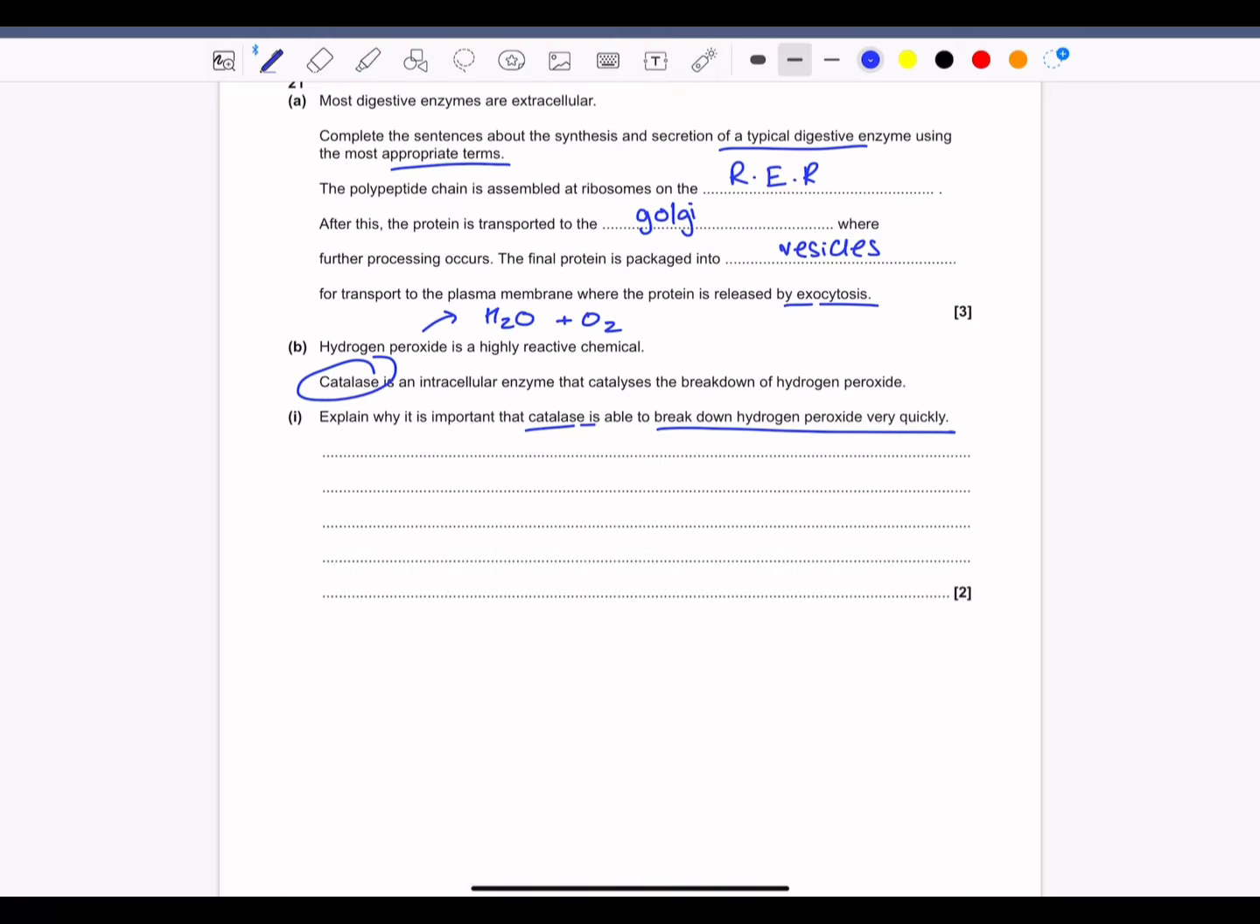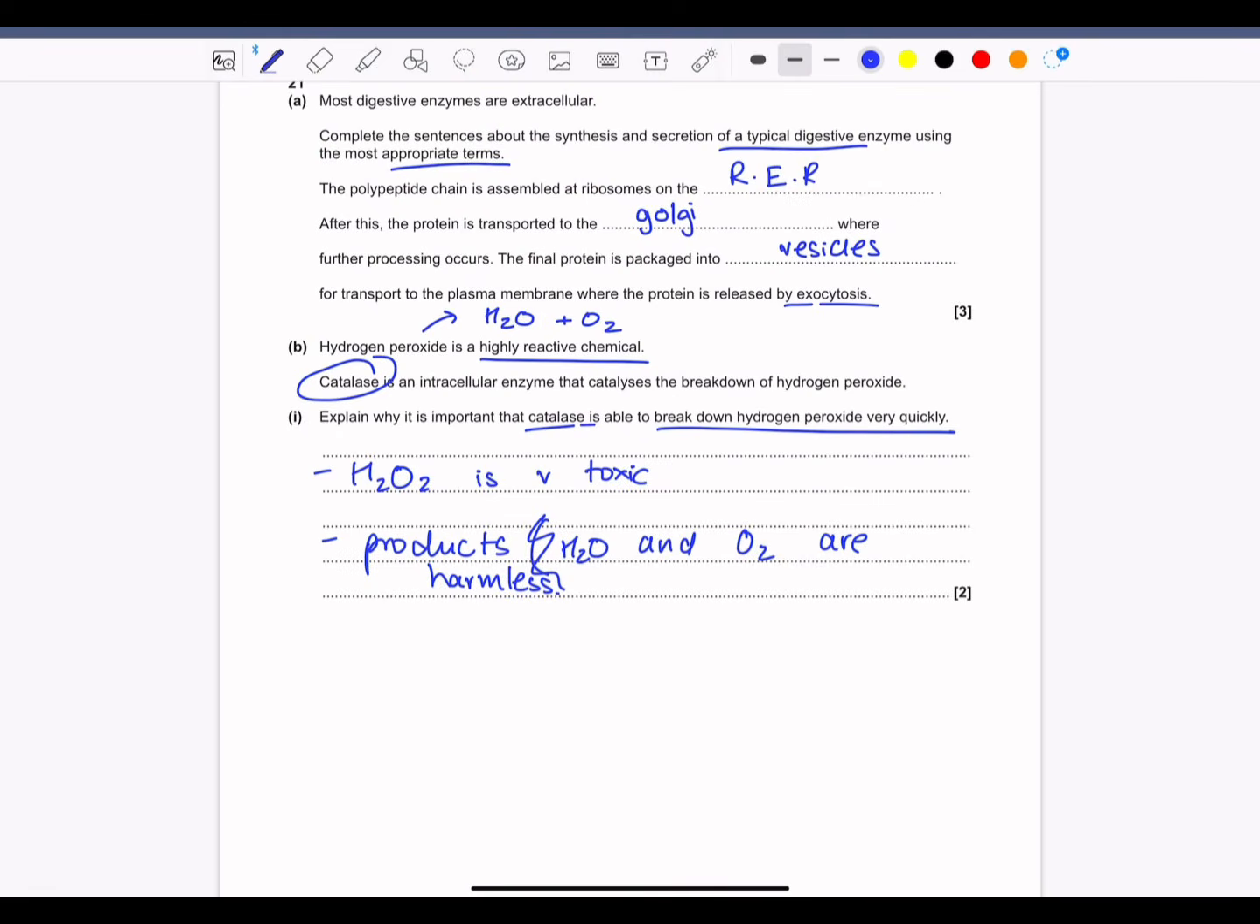So they're avoiding writing the word toxic over here because that would actually be the answer. So hydrogen peroxide is very toxic, and the fact that the products are harmless. Products, that being water and oxygen. Yeah, you do need to state that, so I don't mind putting that in brackets. So water and oxygen are harmless.